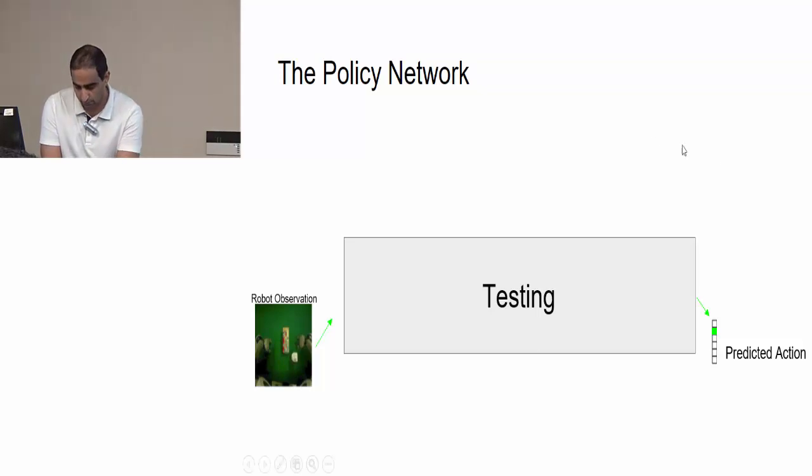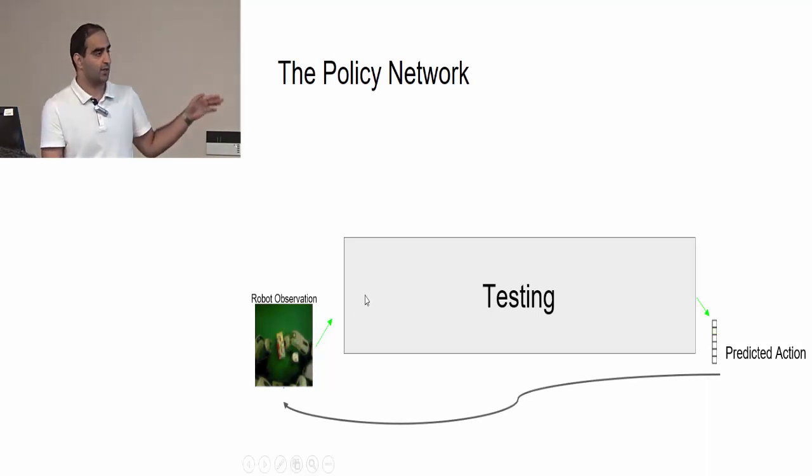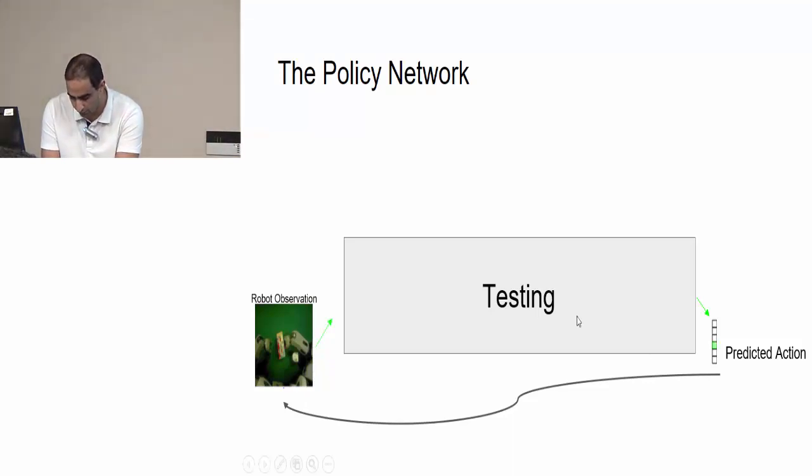And by actions we mean the robot joint angles, the force and torque applied to the robot joints. We perform that action, the robot performs that action, and now we have a new robot observation, and then again we feed it to the network, and it tells us to perform another action until the task is done.